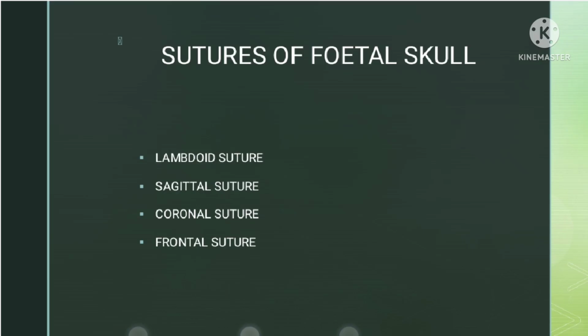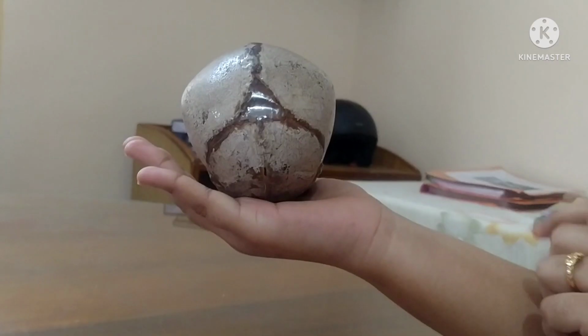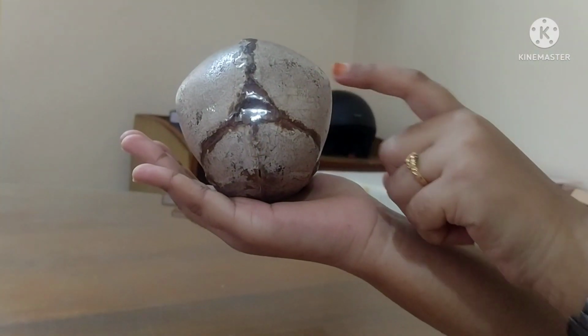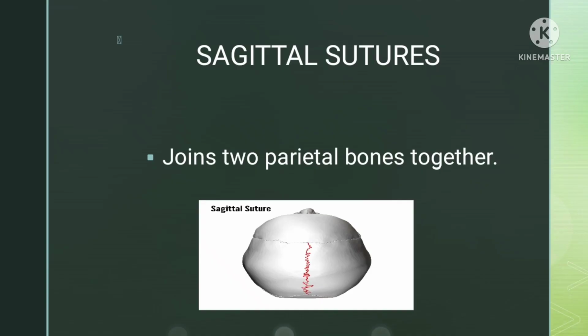Next is the sutures of the fetal skull. There are 4 sutures: lambdoid suture, sagittal suture, coronal suture and frontal suture. In that, the first one is the lambdoid suture. It forms the junction between occipital and parietal bone. This is occiput and this is parietal bone. The suture at this junction is called the lambdoid suture.